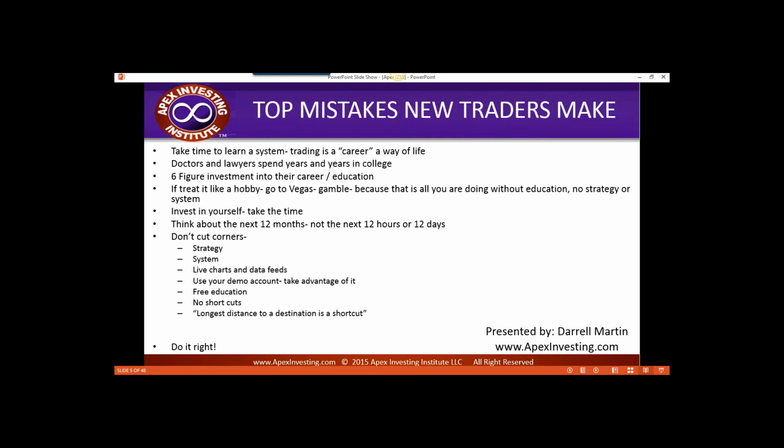Let's talk about some top mistakes that traders make. Okay, and I want to kind of hammer home this concept to you. Trading is not a hobby. Trading is not just something you do for fun here or there. If you're treating it like a hobby, you're not trading. If you're not taking it seriously, you're not trading.